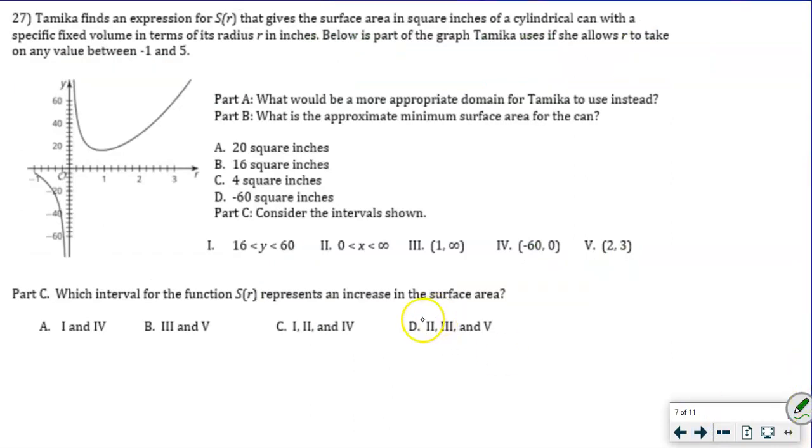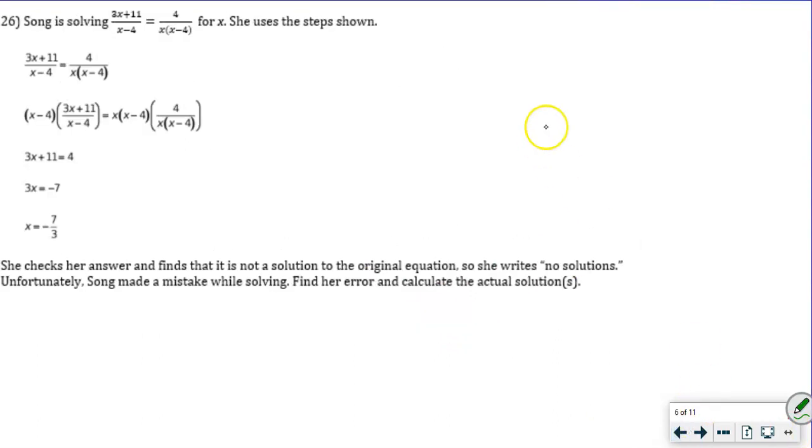All right, so number 27. Wait. Let me go back and make sure I didn't skip one. I did. 26. Okay, Song is solving this problem for x. She uses the steps shown. She definitely isn't doing this problem the way that I would. So let's go ahead and work this.